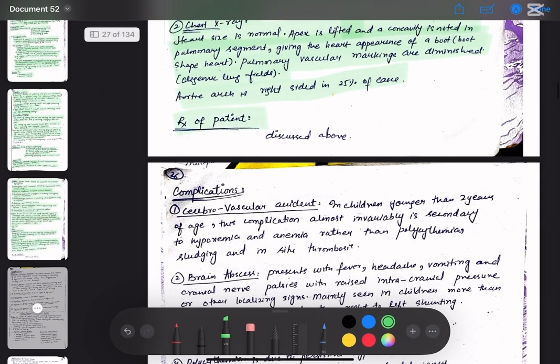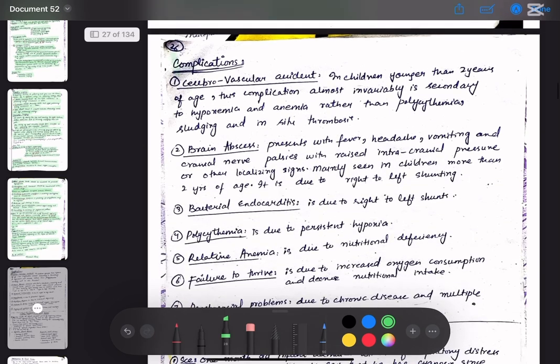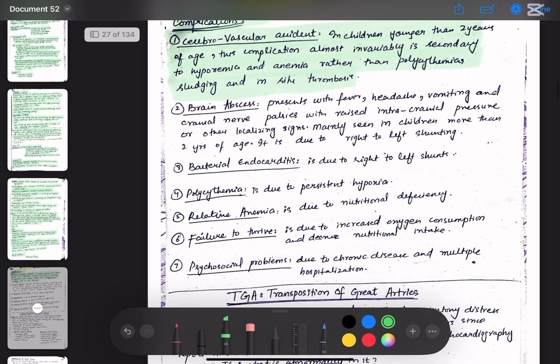The treatment of the patient we have discussed already above. The complications of tetralogy of Fallot include cerebrovascular accident. In children younger than 2 years of age, this complication is almost invariably secondary to hypoxemia and anemia rather than polycythemia, sludging and in situ thrombosis. Brain abscess presents with fever, headaches, vomiting, and cranial nerve palsies with raised intracranial pressure or other localizing signs, mainly seen in children more than 2 years of age.